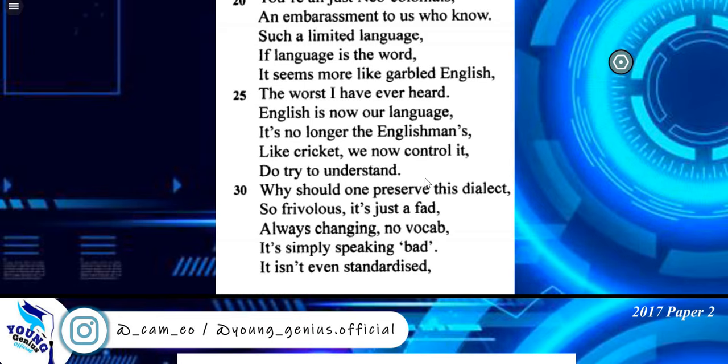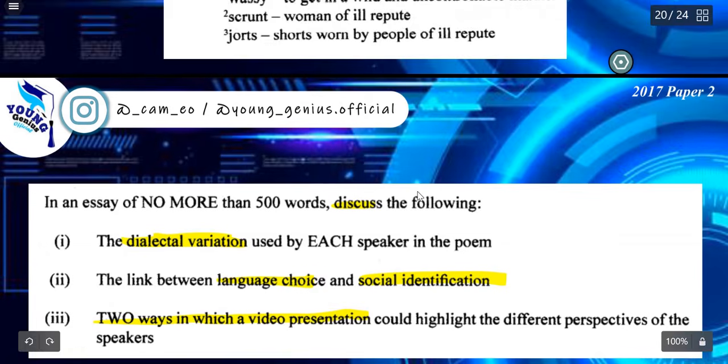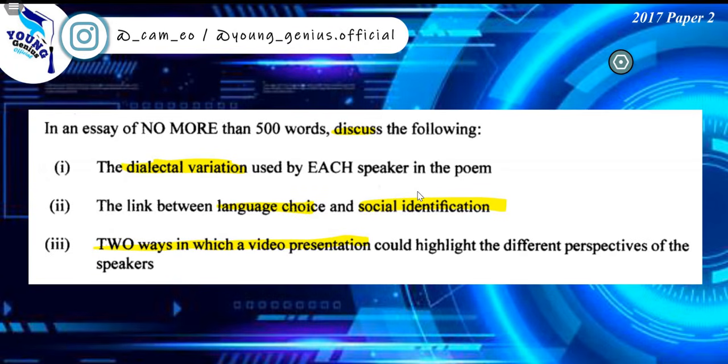She knows who she is. She knows how her language is. She knows what it's about. She knows the origins, how it came about. She knows all of that. So for this man to be judging her based on her language and actually putting her in a social class because of that, it's not right, right? So you just need to speak about how the language used was actually used for social identification and the different dialectal variations used, right?